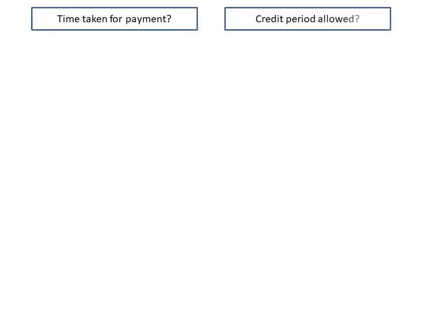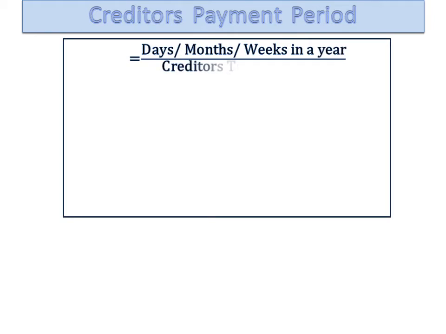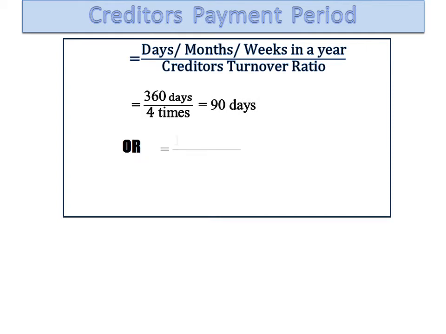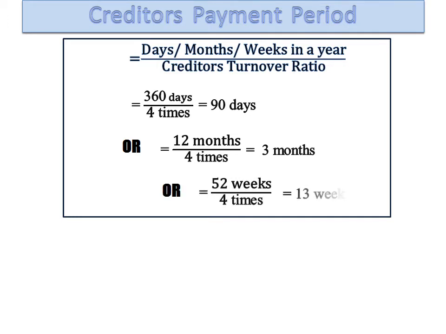Now to calculate the average payment period, let us apply the formula of creditors velocity. It can be calculated by dividing number of days or months or weeks in a year by creditors turnover ratio. In days, period is 360 days divided by 4 times, that is 90 days. In months, it is 12 months divided by 4 times, that is 3 months. And in weeks, it is 52 weeks divided by 4 times, that is 13 weeks. This means creditors get paid after 90 days or 3 months or 13 weeks during the year.